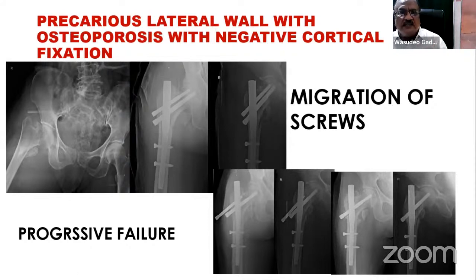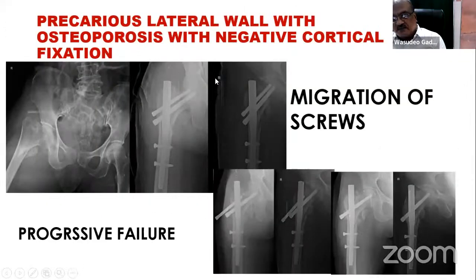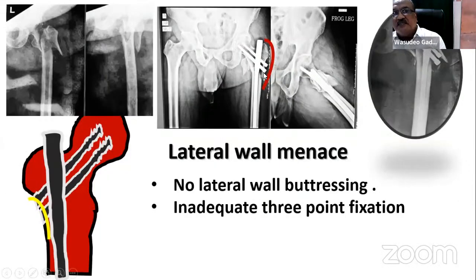Now you can see here, if you closely observe, it's not a very bad reduction or placement of the implant, only minor changes here. And you can see there is an issue with the entry point. It has gone through the fracture site. And what has happened? There is a migration. So lateral wall menace, no lateral wall buttressing. No lateral wall buttressing here. No screw hold on this lateral side.